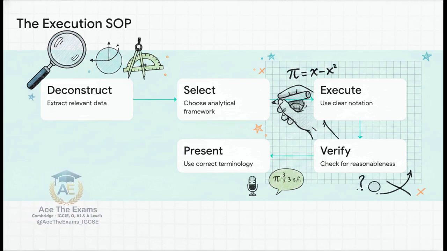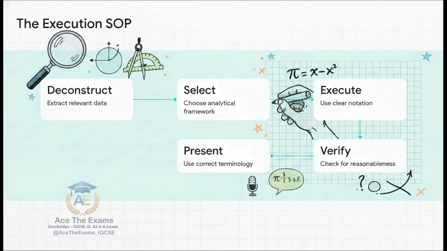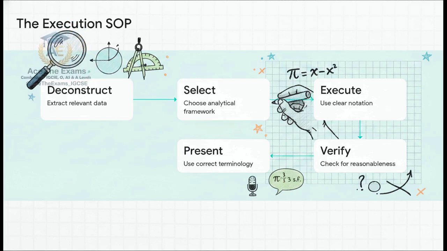Step 1, deconstruct and extract. Read the scenario and pull out the hard data. Is the radius explicit? Is the angle in radians or degrees? Extract those variables immediately. Step 2, select your analytical framework. Are we optimizing for a perimeter? That means activating the arc length formula. Or are we targeting a surface footprint? That requires the sector area equation.